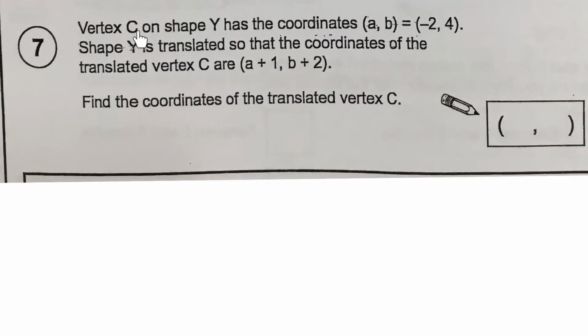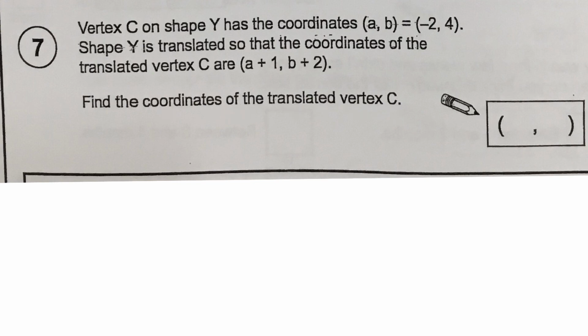Here it says vertex C on the shape Y has the coordinates -2, 4. So this is vertex C. And the A represents this X value here, and the B represents this Y value here. Shape Y is translated so that the coordinates of the translated vertex C are A plus 1, so we add 1 to the X, and B plus 2, we add 2 to the Y value. Find the coordinates of the translated vertex C.